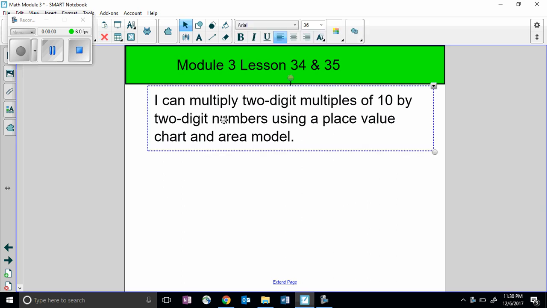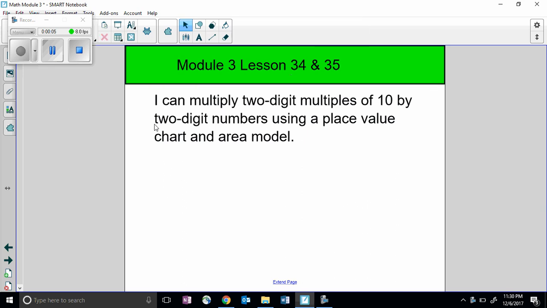Alright, so today we're combining two lessons. We're doing Module 3, Lessons 34 and 35. And the reason is because we're multiplying two-digit multiples of 10. Remember, multiples meaning you multiply 10 by a number, and all those numbers are multiples, by just two-digit numbers using a place value chart and area model. So we're combining place value chart and area model with two-digit multiplication today.